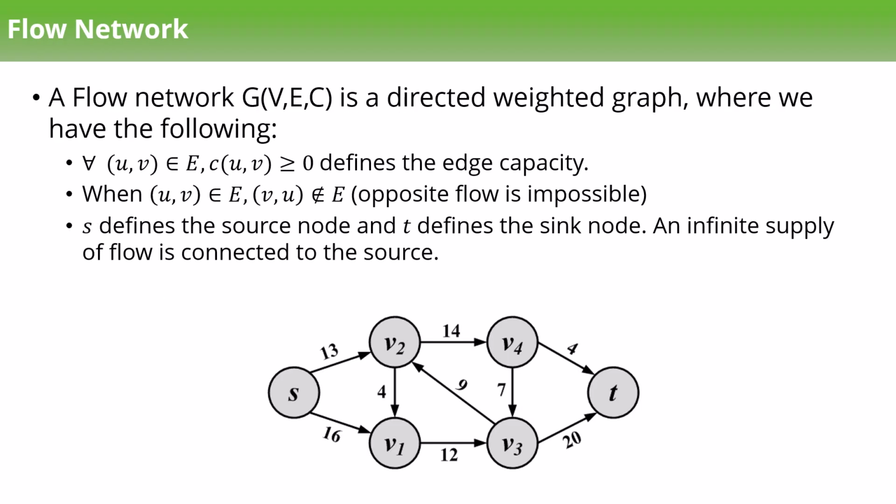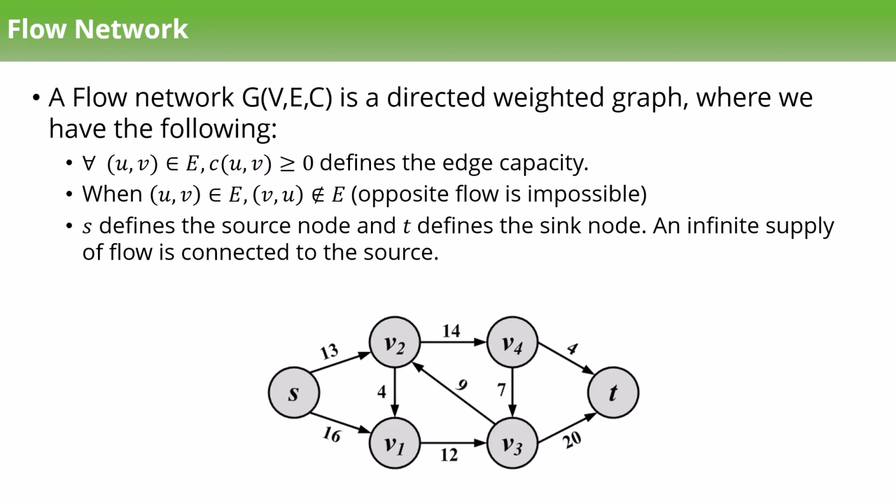A flow network is represented as G(V, E, C), where V is the vertices, E is the edges, and C is the capacities. The important rule is capacity C(u, v) ≥ 0. So every edge has a non-negative capacity. For example, a pipe can carry 5 units, 10 units, 20 units, but never a negative amount.